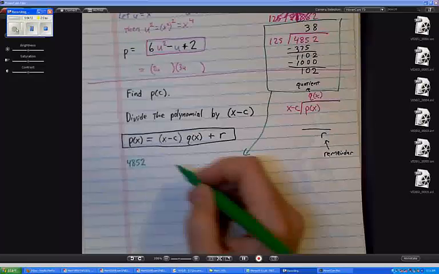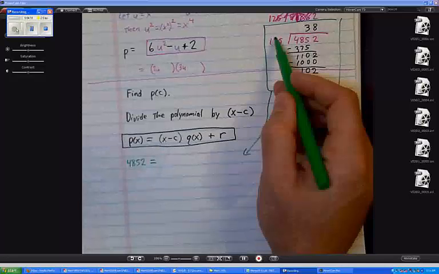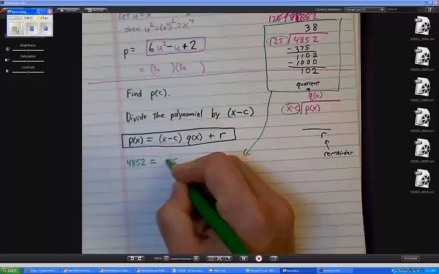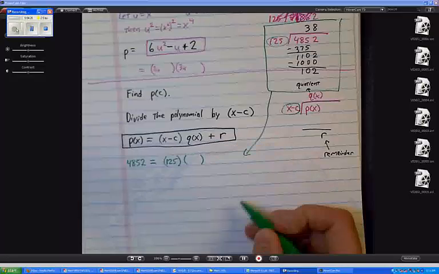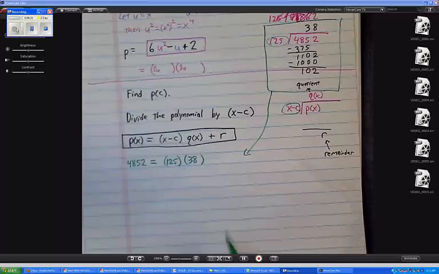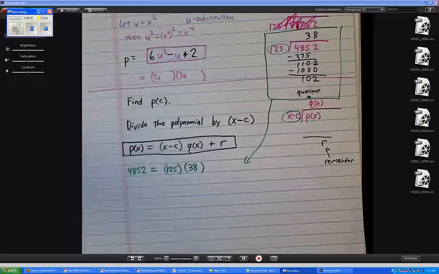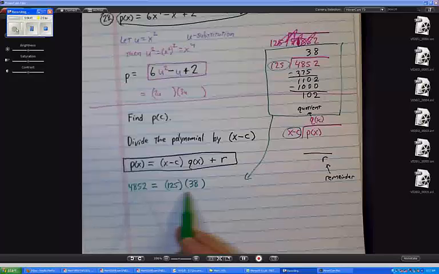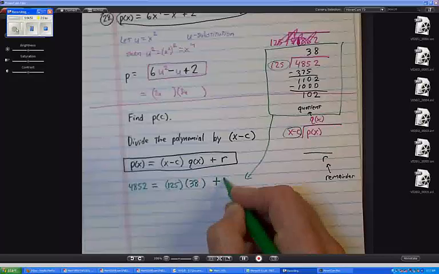Okay. What if I told you it equals, well, instead of x minus c, which usually is on the outside, I have 125. And instead of q of x, what do I have in my long division problem in the green? I have 38. And by the way, if I write that right now, what would you tell me? True or false? Does 4852 equal this? Well, no way, because 8 times 5 is 40, so it's going to end in 0. Right? The way to get it to work is you have to add on what after that? The remainder, 102.